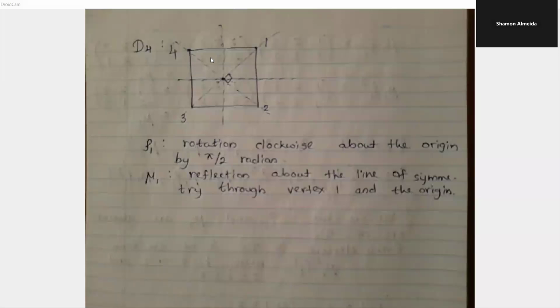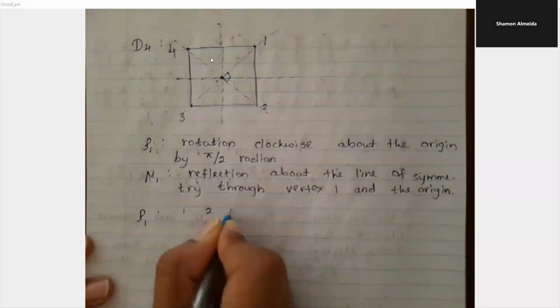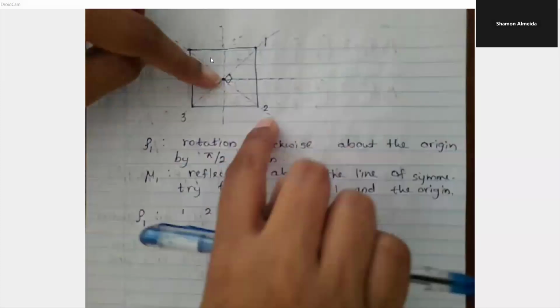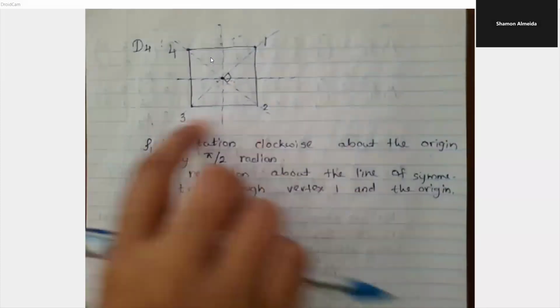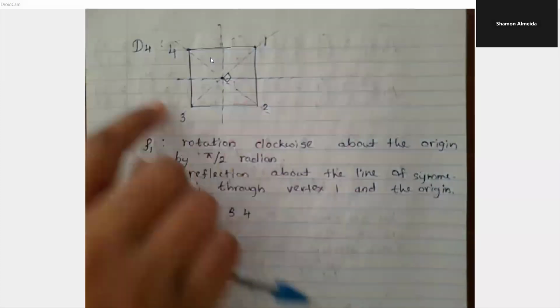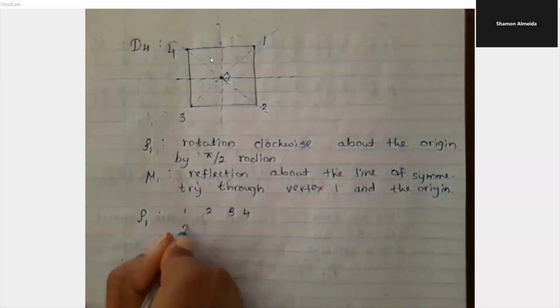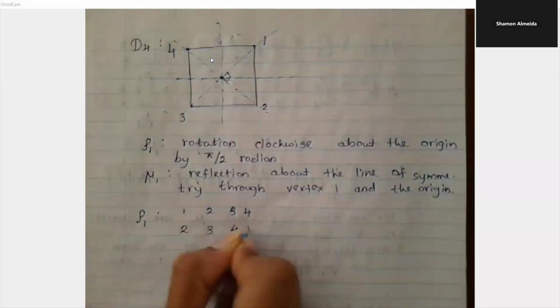Now, first one we find row 1. We have 4 vertices now, right? If you rotate this by an angle of pi over 2, 1 will come to 2 and the rest will follow. 2 will go to 3, 3 to 4, 4 to 1. So we have 2, 3, 4 and 1. This is the permutation. This is row 1.